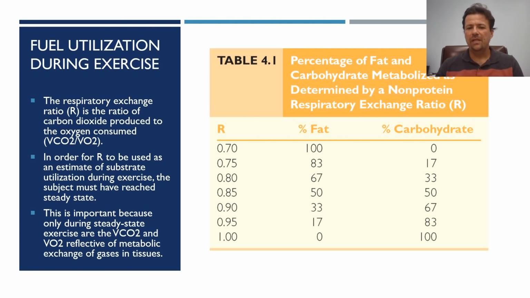Okay, let's shift gears a little bit and let's talk about how fuel is utilized, not immediately when you start to exercise, because we saw that, but as we go longer and we shift into aerobic metabolism. And to do that, we want to focus on something called the respiratory exchange ratio. Now, this is the ratio of carbon dioxide produced to the amount of oxygen consumed. This is a measure that occurs when the person has reached steady state. And it's a value that tells us what particular fuel is being burned.